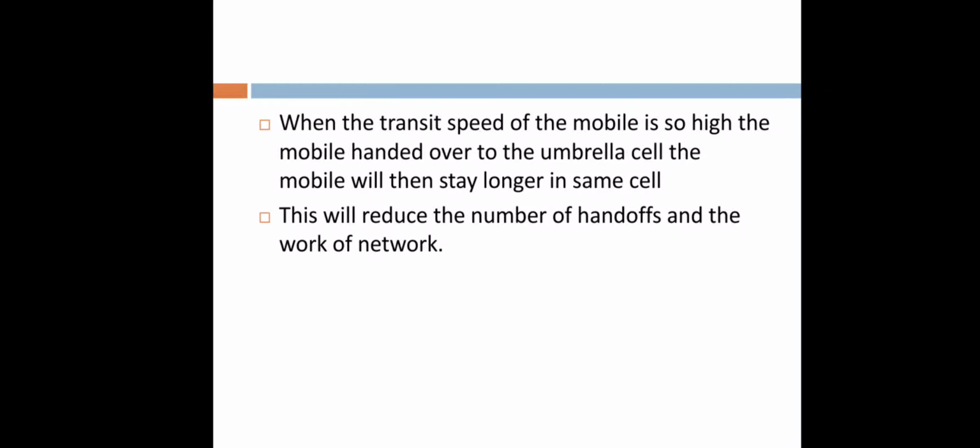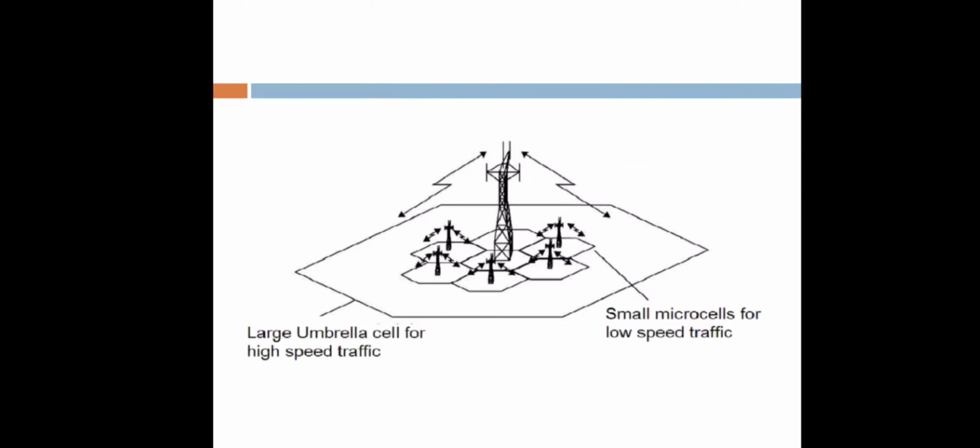So suppose our subscriber changes from one cell to another cell; it doesn't require the handoff. When we don't need the handoff, the chance of a dropped call is very small. As shown in the figure, this is the umbrella cell, and just below it, it is covering more macro cells. So more macro cells are covered by the umbrella cell, and the umbrella cell covers a very large area. Okay, thank you.